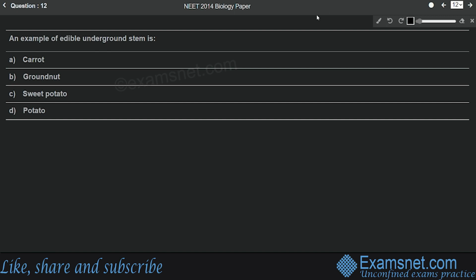Question number 12 is from the chapter Morphology of Flowering Plants, and the question is an example of edible underground stem. Options are carrot, groundnut, sweet potato and potato. So the correct answer will be option number D, that is potato. It is an example of edible underground stem, whereas the carrot and sweet potato are examples of edible underground root. So option number D is the correct answer.